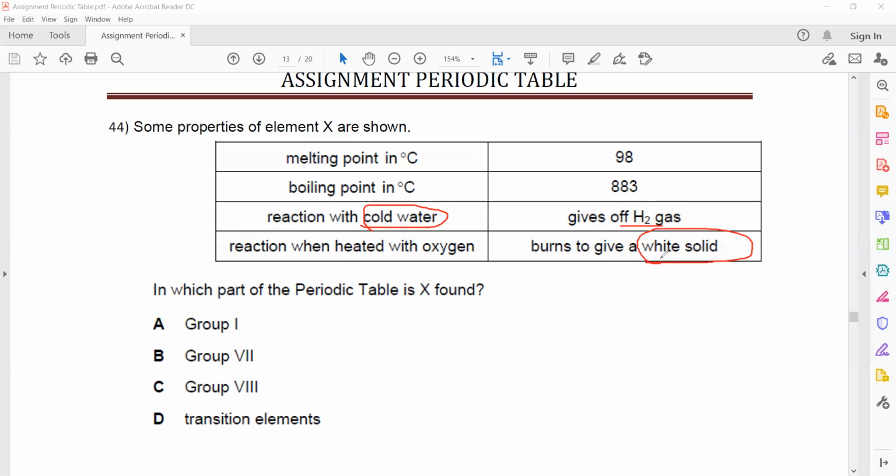So this confirms that it cannot be transition. Group 8 is totally wrong because it says unreactive. So you are left with group 1 or group 7. And you can see the melting and boiling point and giving of hydrogen gas. So group 1 reacts with water and gives hydrogen gas. That's why A is the correct answer.